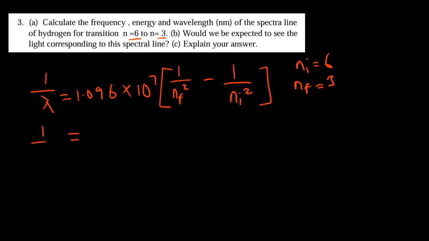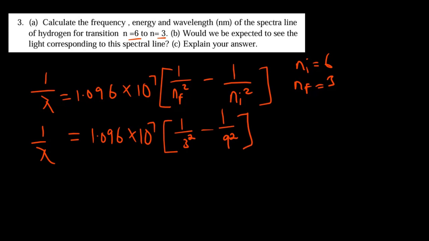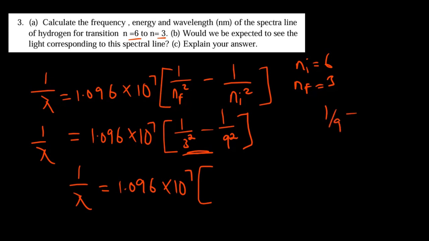So it will be 1 over lambda, which is the wavelength, 1.096 times 10 to the power 7, then 1 over the final, which is 3 squared, minus 1 over 9 squared. Okay, so that's what we have there. So what are we going to have in that bracket? It will be 1 over lambda is equal to 1.096 times 10 to the power 7. And then inside here, it will be 1 over 9 minus 1 over 81. Okay, so when you subtract, oh, no.